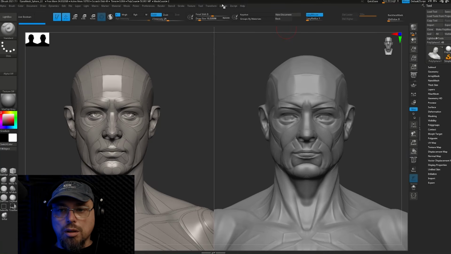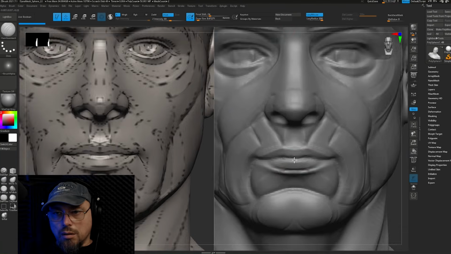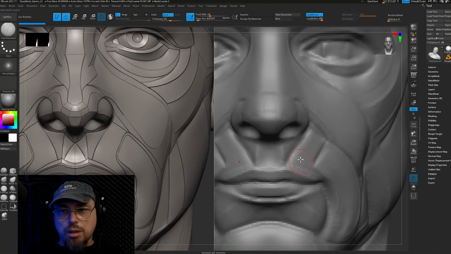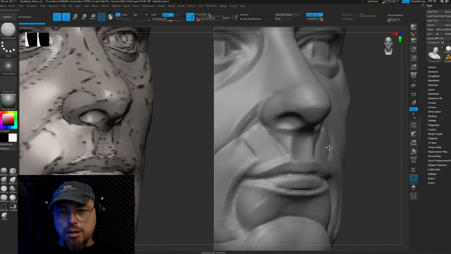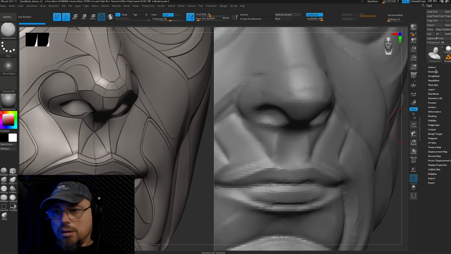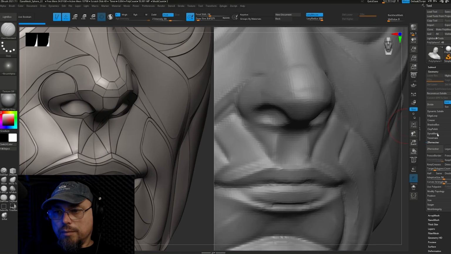Let us work maybe a little more on small details like lips and eyes and stuff. Let's start with the lips. Maybe we need more subdivision levels for this instance. Seems like we are limited by the resolution. Let's dynamesh it even smaller.